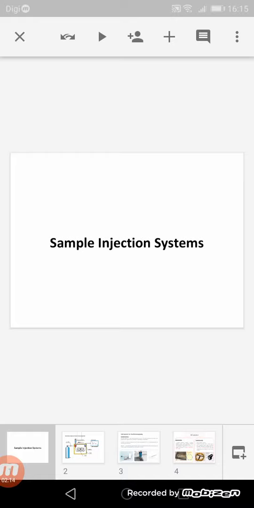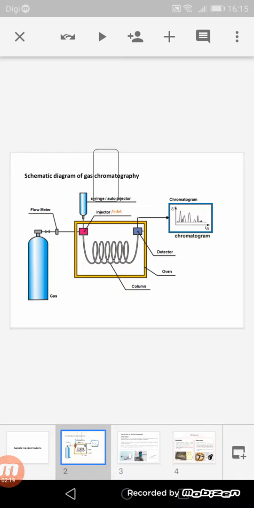So when we talk about the sample injection system in gas chromatography, you can refer to this schematic diagram of gas chromatography, whereby the injection system is done by syringe, where it's an auto injector. Last time manual injection was still applicable, but now most gas chromatographs come with an auto injector, which is connected to the injector or inlet.